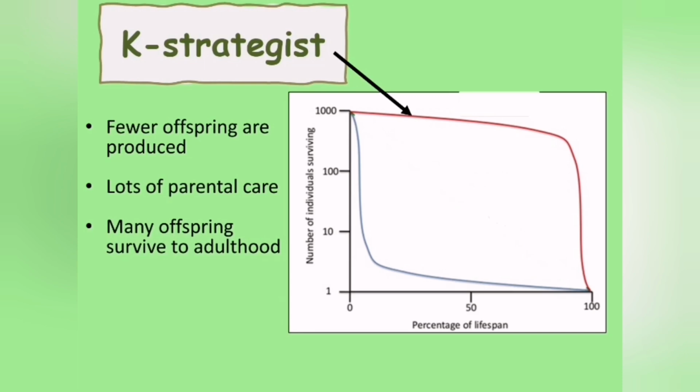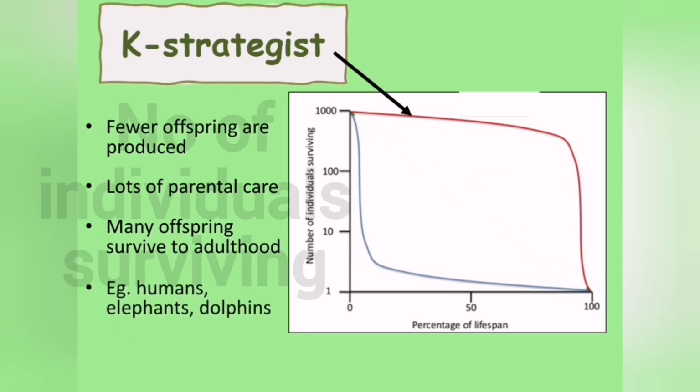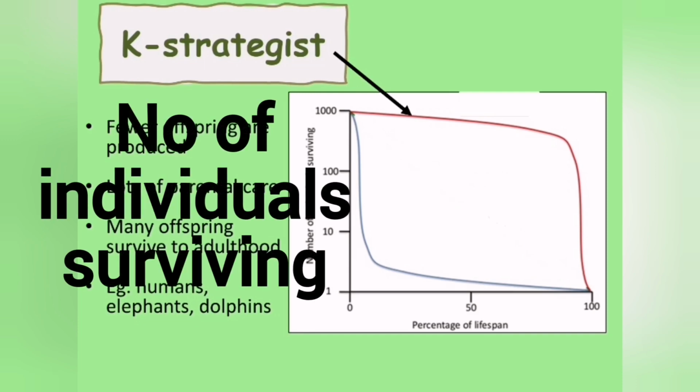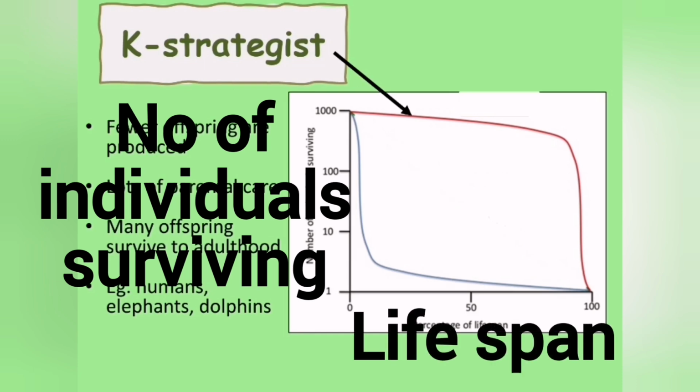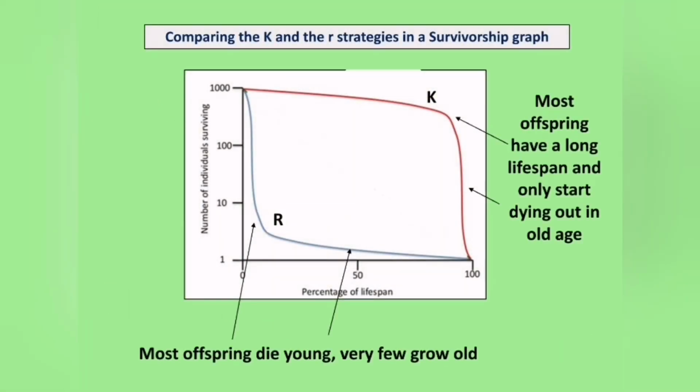So it's quite important in the exam that you'll be expected to be able to draw these two graphs. You don't have to bother with numbers, but you have to label the y-axis number of individuals surviving, and then the lifespan on the x-axis. Once you've labeled the axes, you draw the two curves in, and you're just going to get a mark for the shape of the K or the shape of the R.